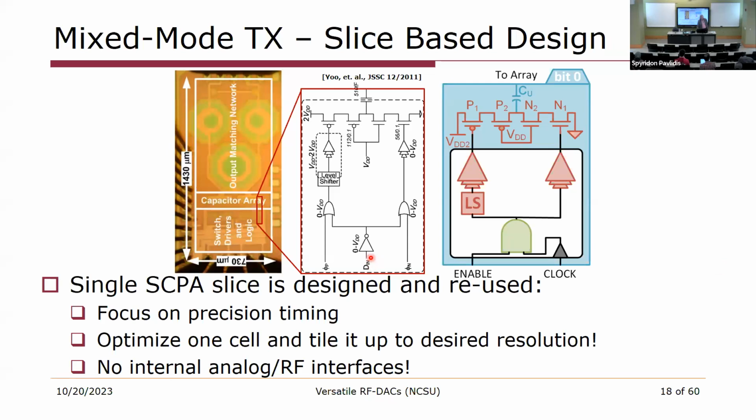So we have some clock driver, some logic gate, and some buffering in order to drive the switching up to logic levels while driving relatively big capacitances. These switches might be fairly large if we want to deliver a lot of power. Everything, though, is optimizing the timing in that slice. It's not really focused on optimizing transconductors or things like that. And generally, we can optimize one slice and we can tile it up to the desired resolution. And we don't have any analog or RF interfaces until we get to the top plate of the capacitor.